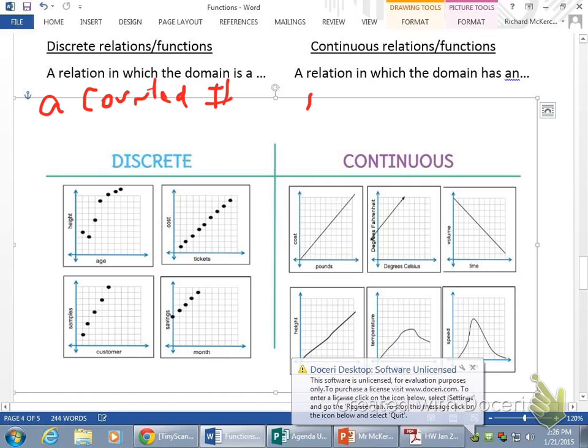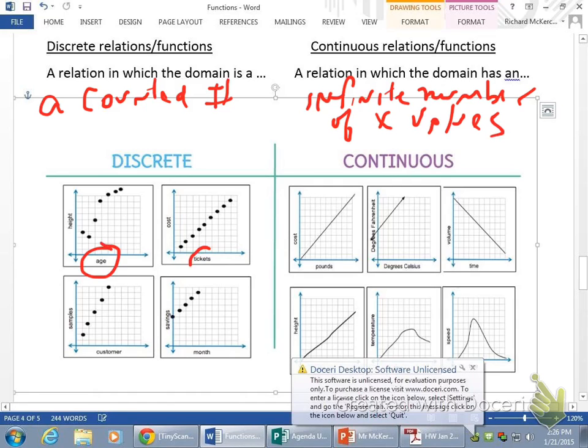Okay? And that's the case for all of these. This example here with customers. If the first customer gets 2 samples, and the second customer gets 4 samples, and the third customer gets 6 samples, you can't have 3.5 customers, so the fractions don't count. So it's a counted number for discrete. Now, if the fractions do count, we call it continuous. And continuous means there's an infinite number of domain possibilities. In other words, an infinite number of x's that you can put in.